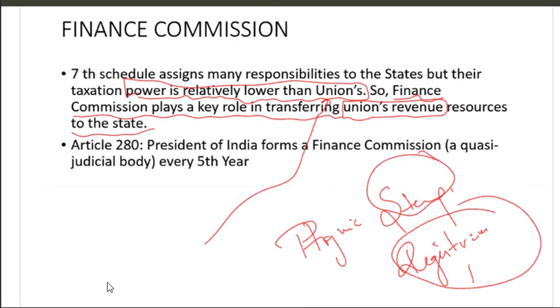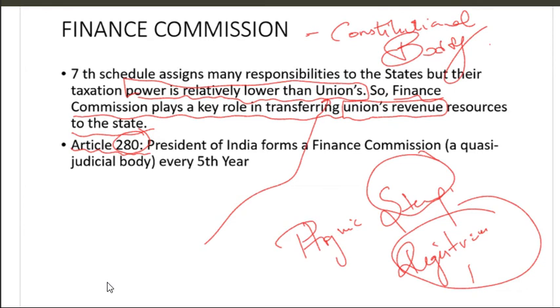Okay, in which article is this present? This is present in Article 280. Remember, friends, the Finance Commission is a constitutional body. Okay, constitutional body. Fine, that is it. The President of India forms a Finance Commission every fifth year, meaning every 5 years a Finance Commission is formed.